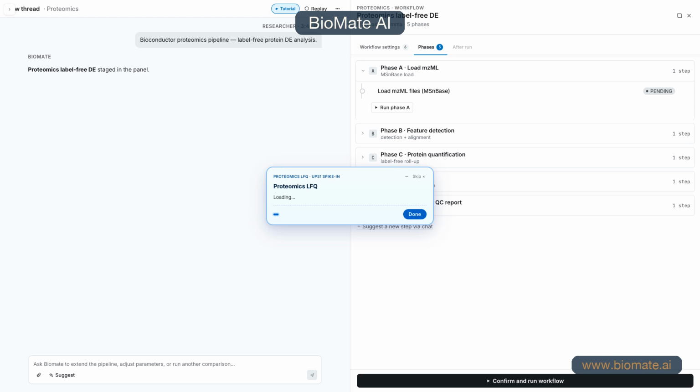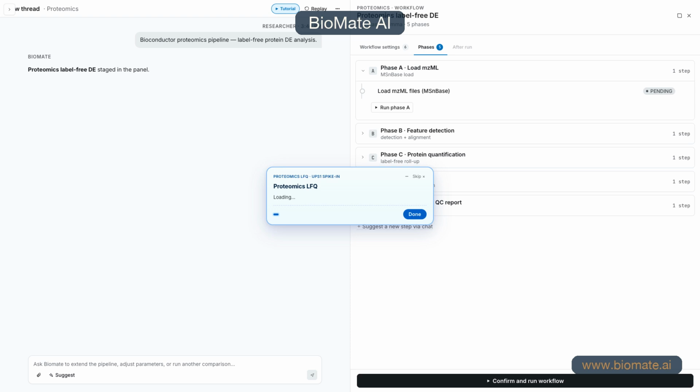Limma with eBayes and Benjamini-Hochberg adjustment is the standard moderated test for label-free quant. Phase A loads the mzML files. Phase B does feature detection and retention time alignment, identification rate 71%, above the 60% gate. Phase C rolls peptides up to protein quantities. Median replicate CV 11%, missingness 14%.